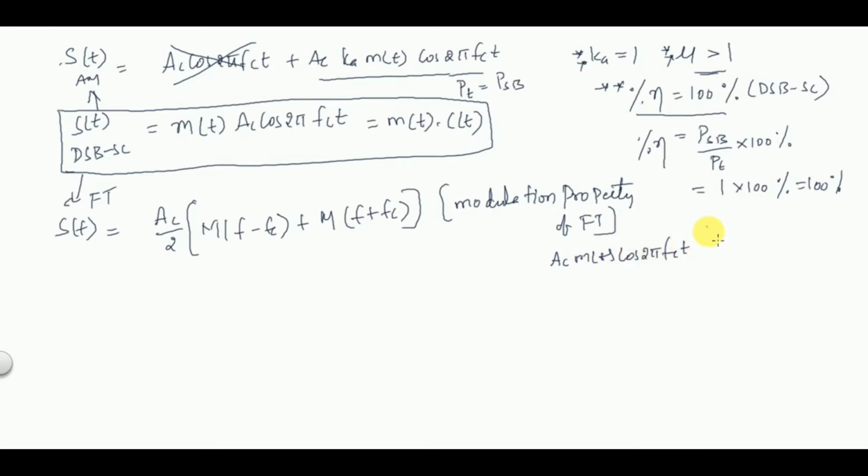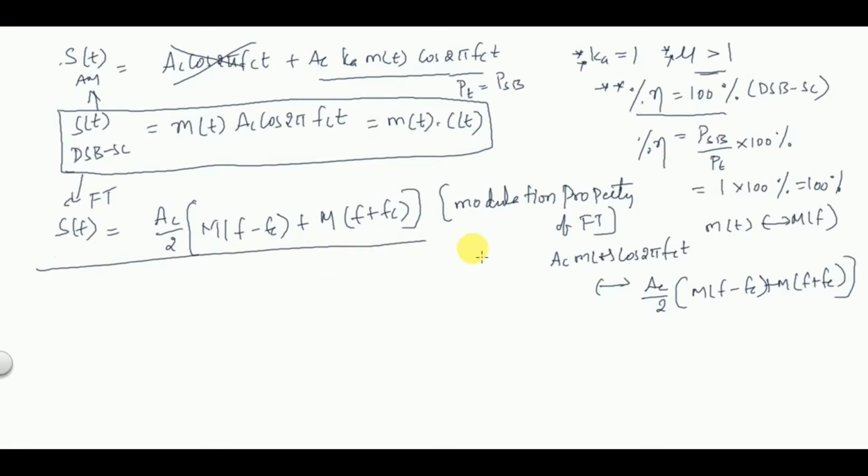So if the Fourier transform of m(t) is M(f), and it is multiplied by Ac cos 2πfct, its value is Ac/2 times [M(f − fc) + M(f + fc)]. This is the frequency domain equation of DSBSC. So if M(f) is a band of frequencies, the normal case as we have seen in AM also.